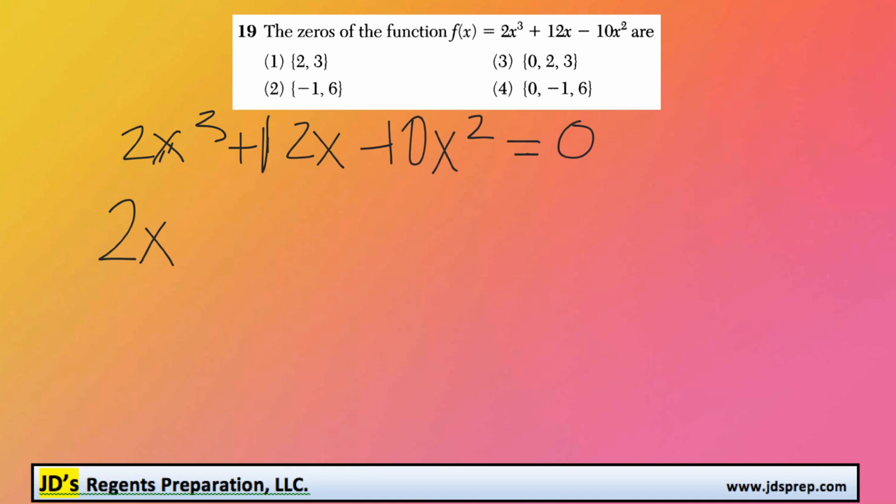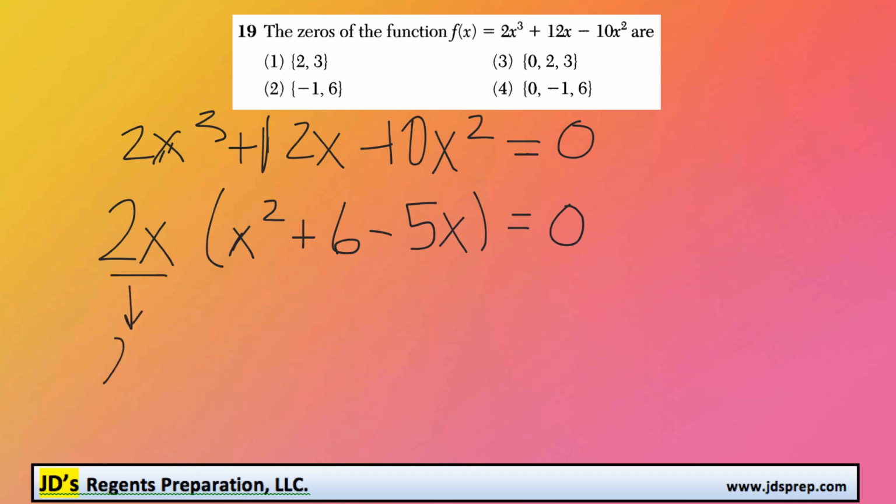factor out. So if we do that, we would be left with x squared plus 6 minus 5x. Okay. So what this means at this point is that we can set this equal to 0. So if 2x equals 0, that means x equals 0 is one of our factors. And then we're also going to set this set of brackets equal to 0.